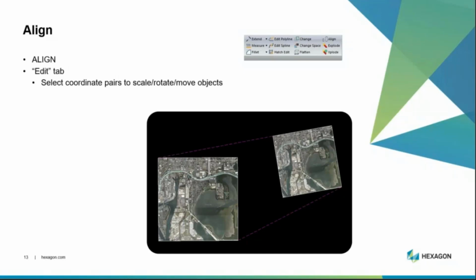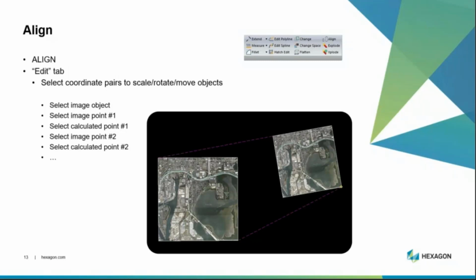So when you run the align command, it's going to ask you to select your object. So you select your image. You're going to select your point number 1, your base point, or in this case, it's your initial image point. And then you're going to select point number 2, where you'd like it to end up. You can select your image point number 2, and then you select your calculated point number 2, and you carry on. It'll allow you to carry on through several points like this.